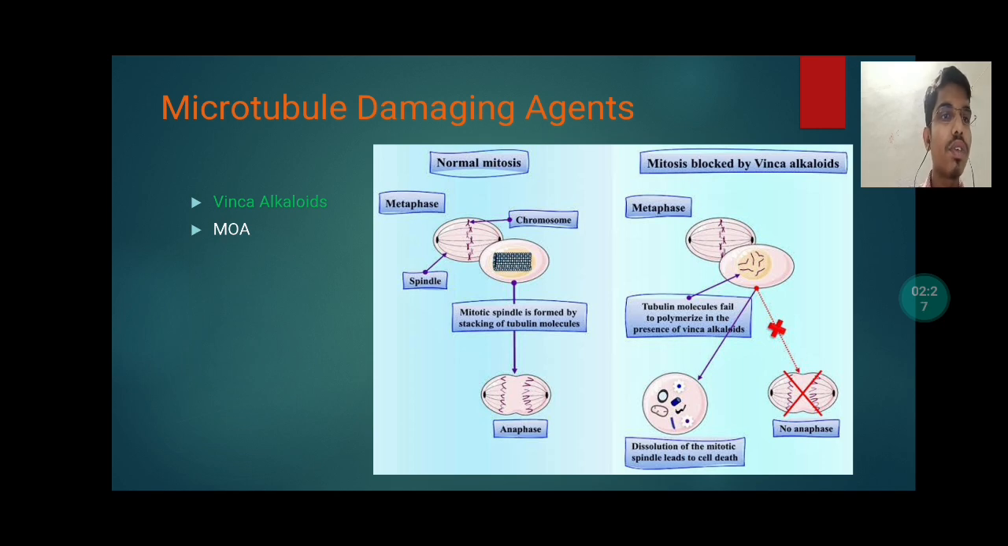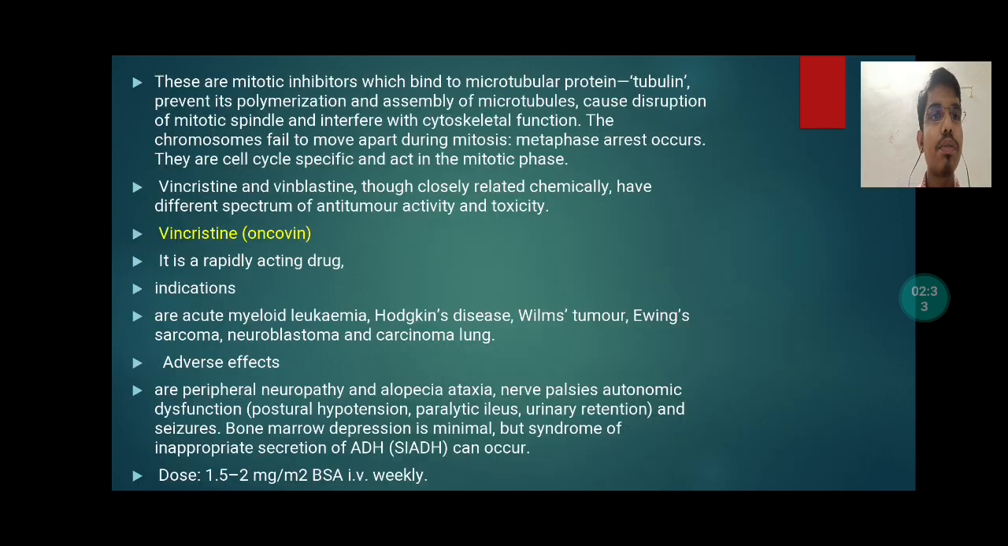These drugs prevent polymerization. See the mechanism of action of the vinca alkaloids. These are mitotic inhibitors. They bind to the microtubule that is made up of the tubulin protein and prevent polymerization and assembly of the microtubule, causing disruption of the mitotic spindle and interfering with cytoskeletal function.